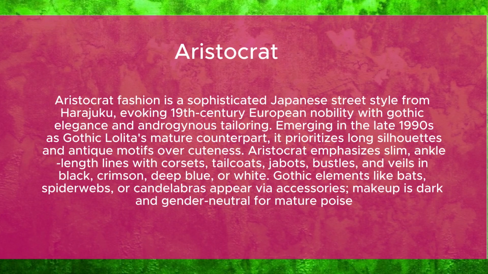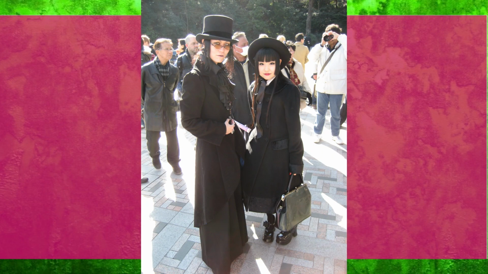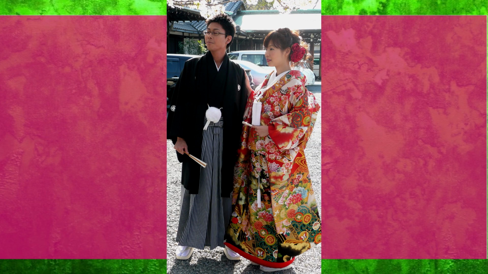Aristocrat. Aristocrat fashion is a sophisticated Japanese street style from Harajuku, evoking 19th century European nobility with Gothic elegance and androgynous tailoring, emerging in the late 1990s as Gothic Lolita's mature counterpart. It prioritizes long silhouettes and antique motifs over cuteness. Aristocrat emphasizes slim, ankle-length lines with corsets, tailcoats, jabots, bustles, and veils in black, crimson, deep blue, or white. Gothic elements like bats, spider webs, or candelabras appear via accessories. Makeup is dark and gender-neutral for mature boys.